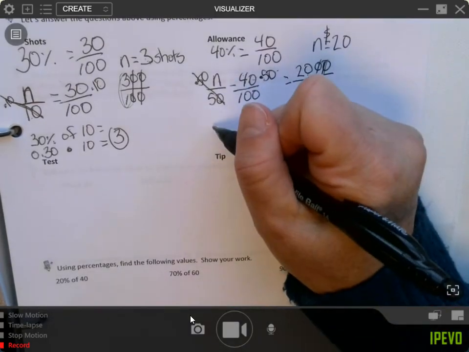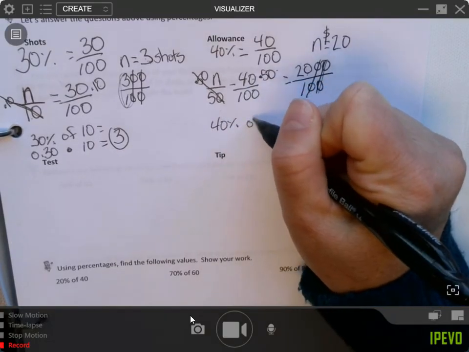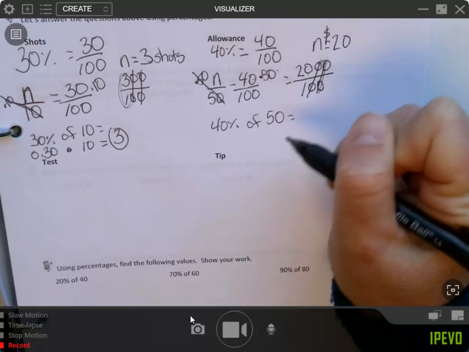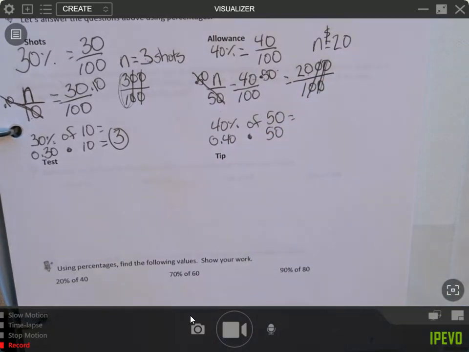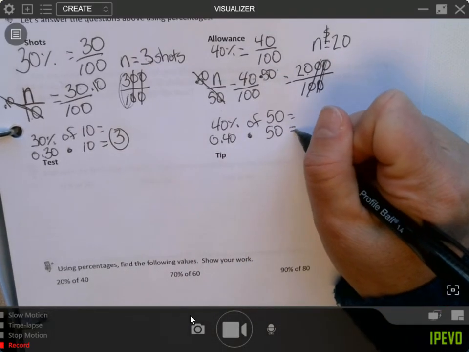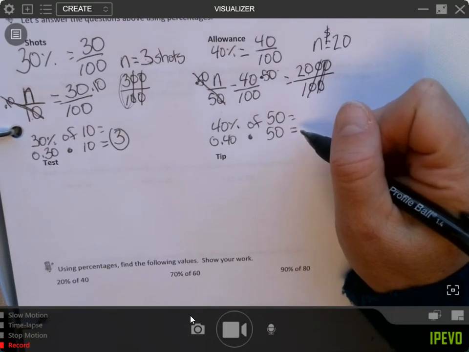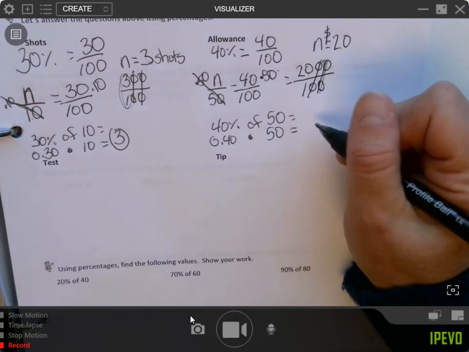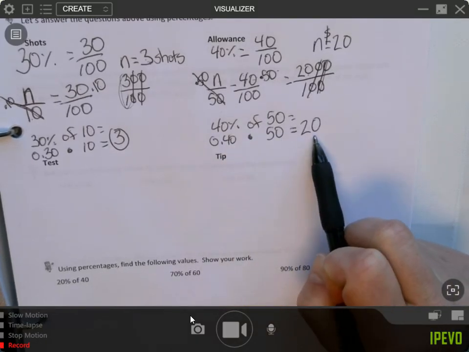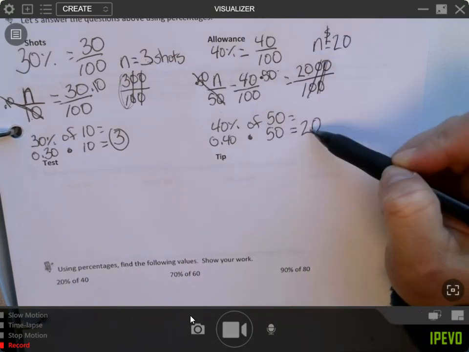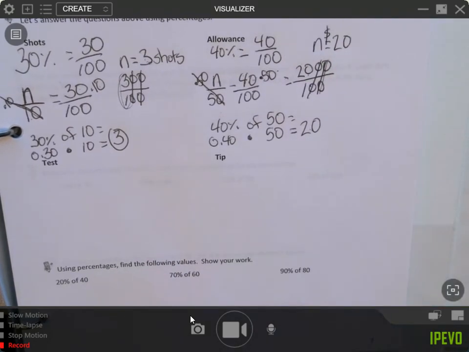The other way of looking at it is that 40% of 50 equals what? 40% is 0.40. Of means multiply. So 0.4 times 50. If you use your calculator, what are you going to get? Adeline? Did you use your calculator? Bennett? 20. If we put in 0.40 times 50, we get 20. So we know that he spent $20.